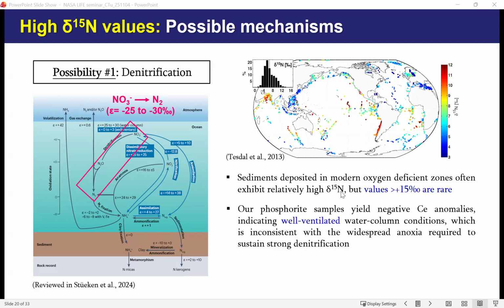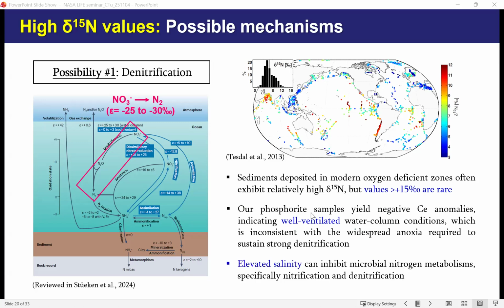Additionally, our phosphorite samples yield negative cerium anomalies, indicating well-ventilated water column conditions. I will talk about this later. So this data is inconsistent with the widespread anoxia required to sustain strong denitrification. Also, elevated salinity, as mentioned above, can inhibit microbial nitrogen metabolism, specifically nitrification and denitrification. So taken together, these factors indicate that denitrification alone may not be sufficient to explain the observed delta 15N values.